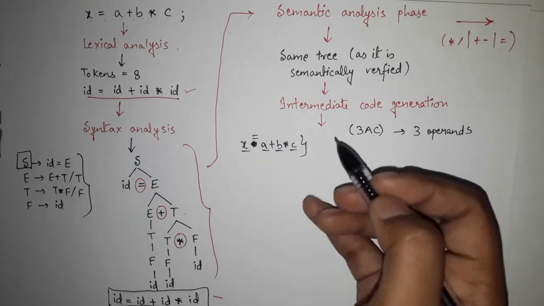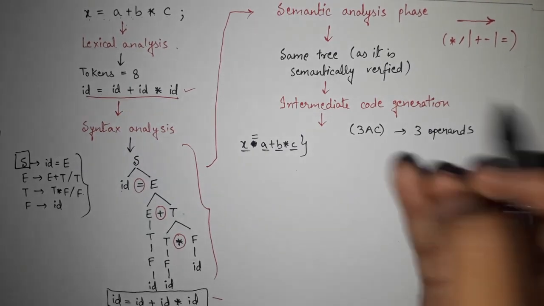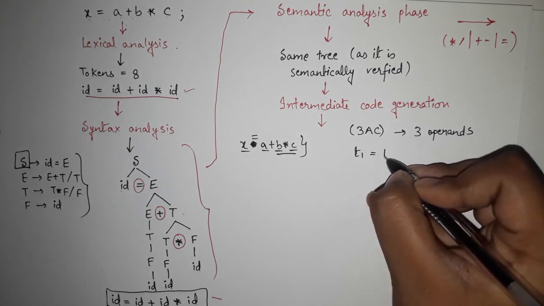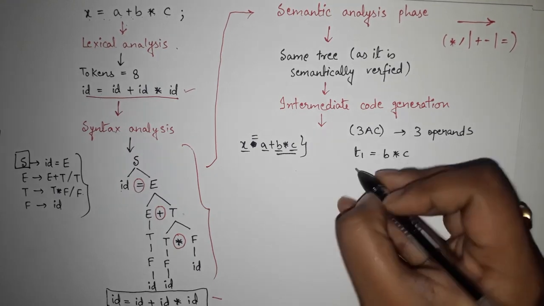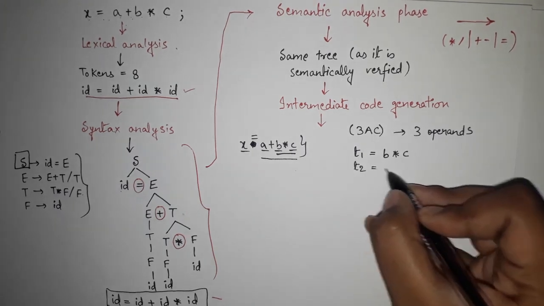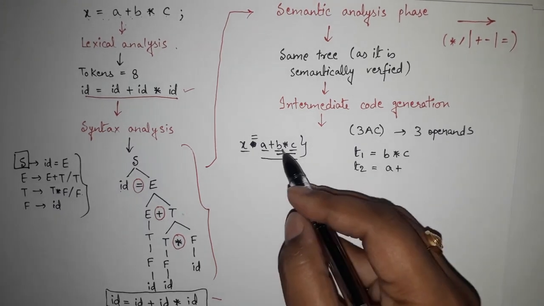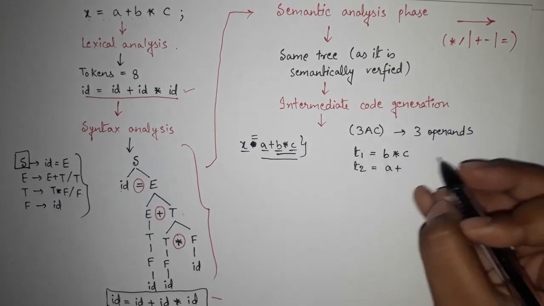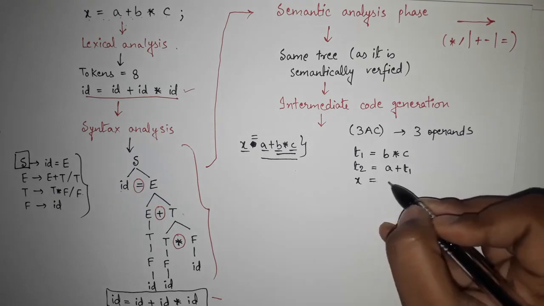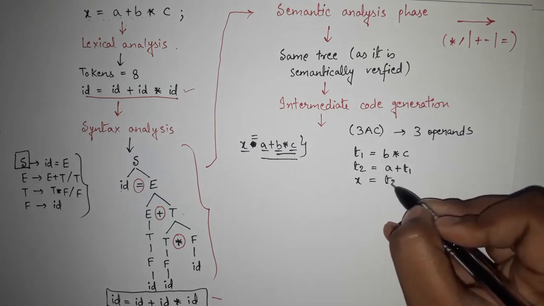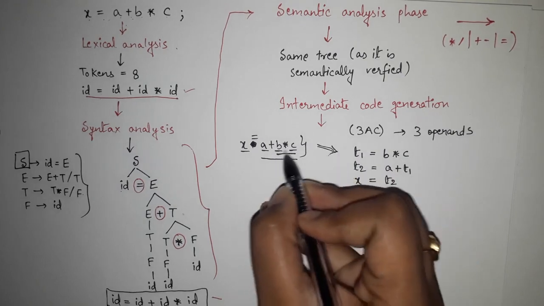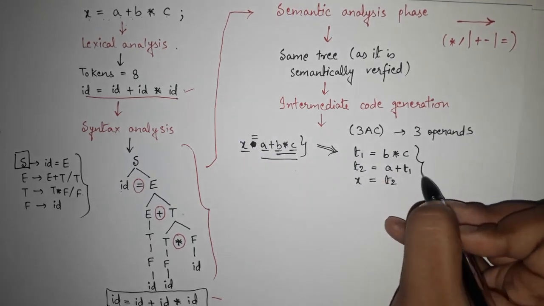So first of all, how can I do it? I can first take the multiplication. So I will take one variable and store the multiplication in it, b star c. Then I will take another variable and store this addition in it, so t2 equal to a plus b star c. Now b star c is my t1, so a plus t1, and at last I will do assignment, that is x equal to this t2. So this is nothing but the 3 address code form of this equation.